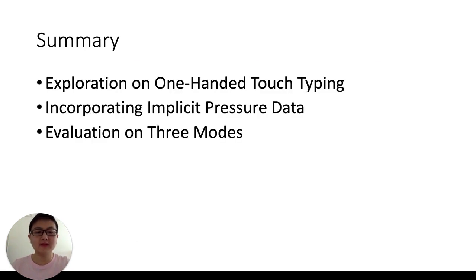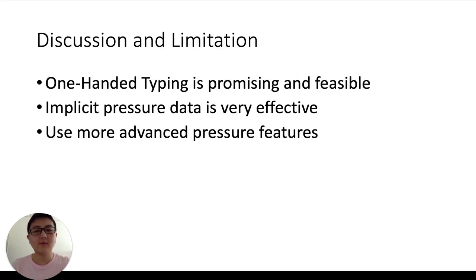Now, we make a brief summary of our work. We first explored the one-handed touch typing behavior and found many interesting results. Secondly, we improved traditional decoding algorithm by leveraging implicit pressure. And finally, we evaluated our technique and proved its effectiveness. Our work demonstrated that one-handed touch typing is quite promising and feasible, which can be used in various situations. Also, implicit pressure is very effective for decoding. We left more advanced pressure features for future work to explore.